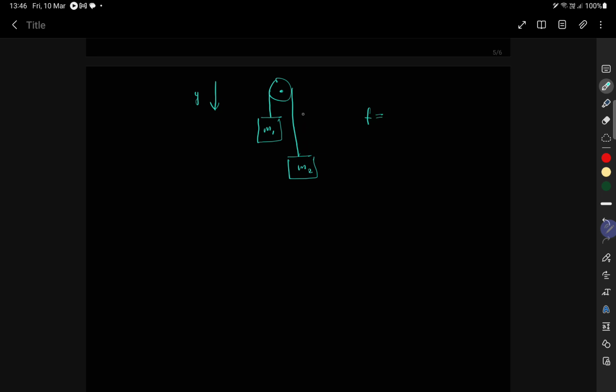Though we do know that y2 has to be, let's just specify the length of this to be L, which basically gives us that L should equal y1 plus y2. So y2 equals L minus y1. So y2 dot should just be negative y1 dot, and y2 double dot should just be negative y1 double dot.